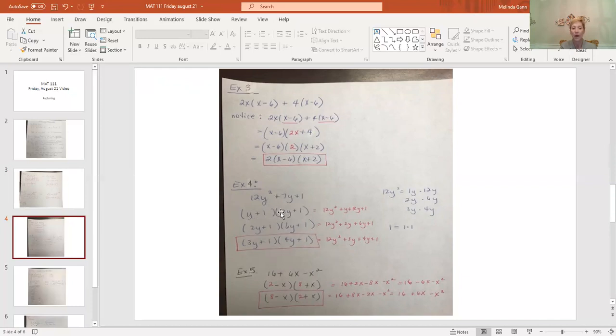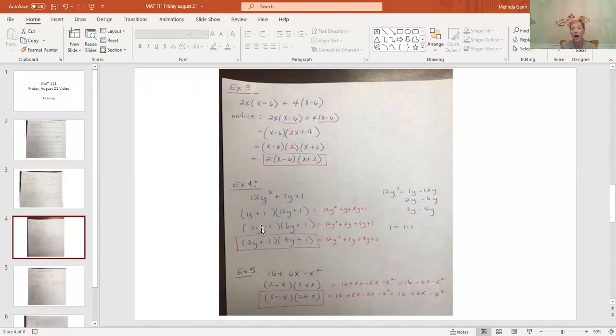See, y times 12y is 12y squared. I do y times both of these. And then y times 1 is y. Now that I've done y times both of those, now I go back and do 1 times both of those. And 1 times 12y is 12y, and 1 times 1 is 1. Well, see, 12y squared works, but y plus 12y is 13y. See, I need 7y.